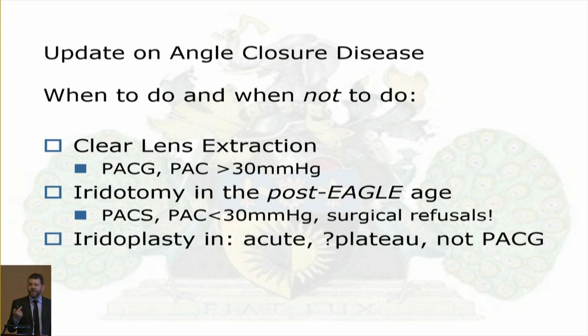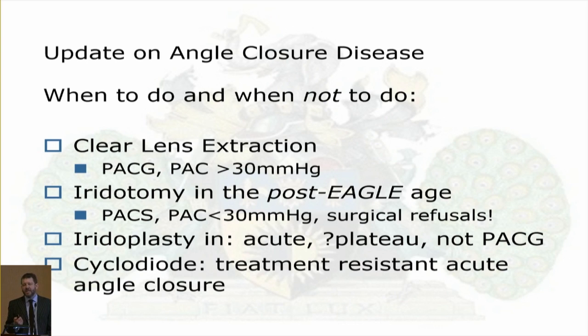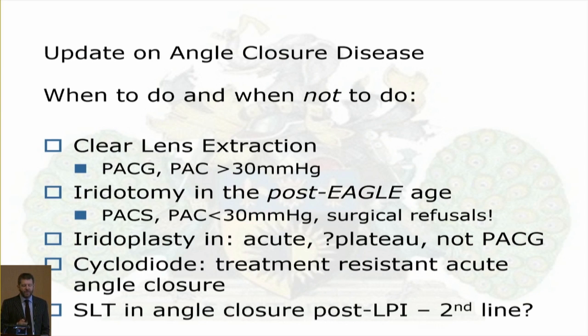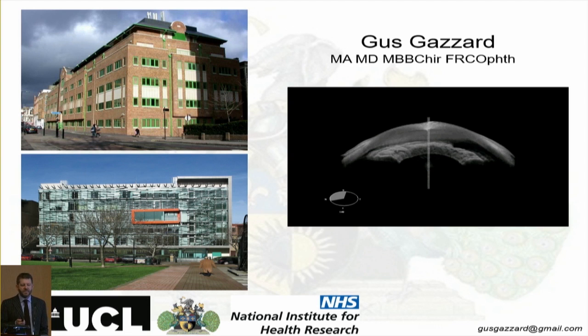Iridoplasty is being reserved for the resistant treatment acute disease, some plateau iris, but probably not primary angle closure glaucomas. We haven't really touched upon cyclodiode, but I'm using that for treatment-resistant acute angle closure where they've already had an iridoplasty. And then SLT for angle closure where they've had an iridotomy or lens extraction, perhaps as a second-line treatment where they're failing their first-line drop, or perhaps for those patients who are going to be unable or unwilling to take the medication on a regular basis.